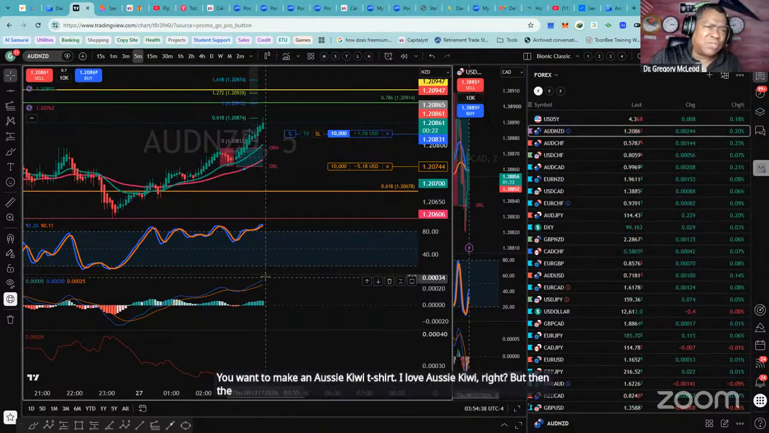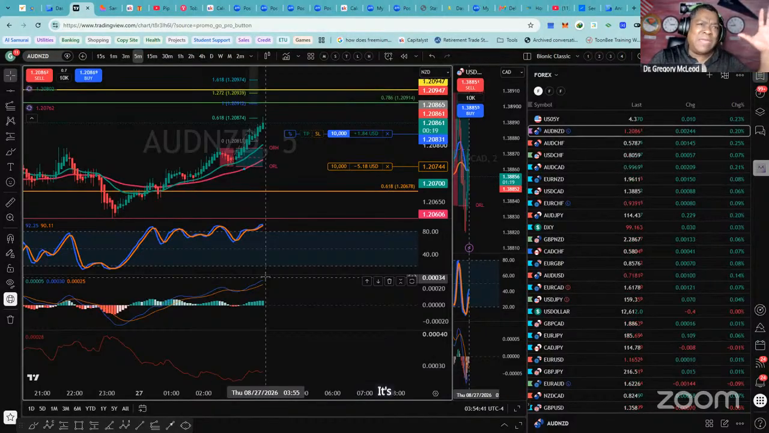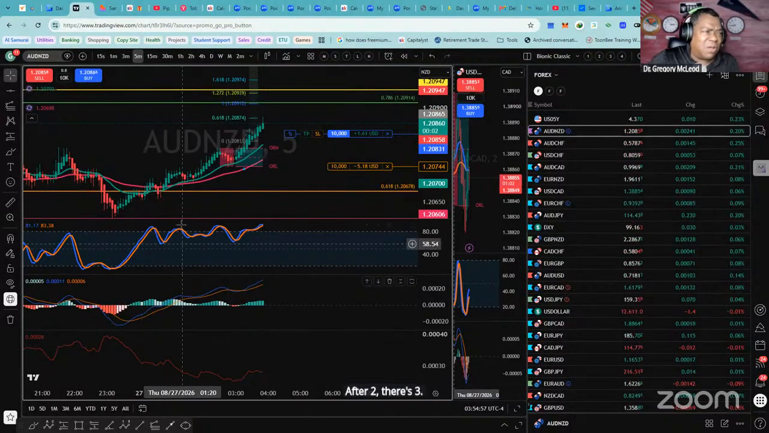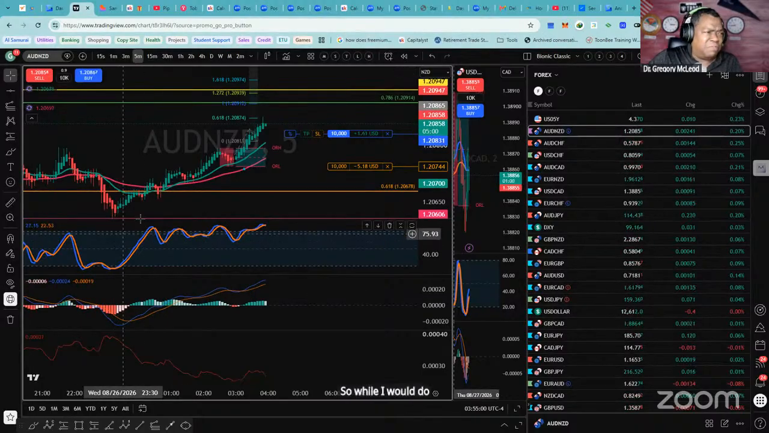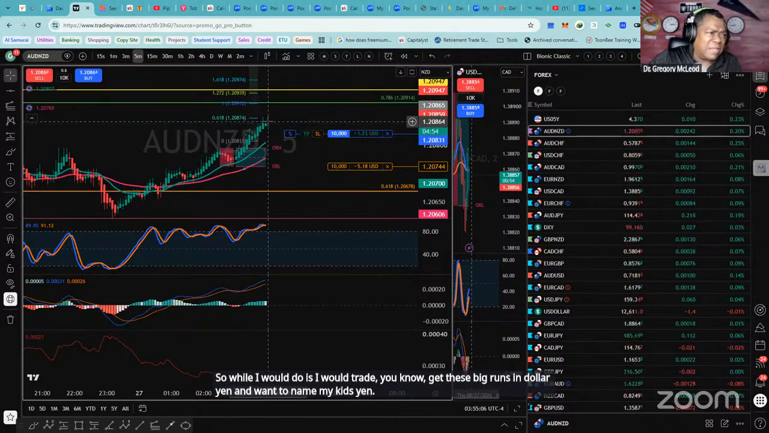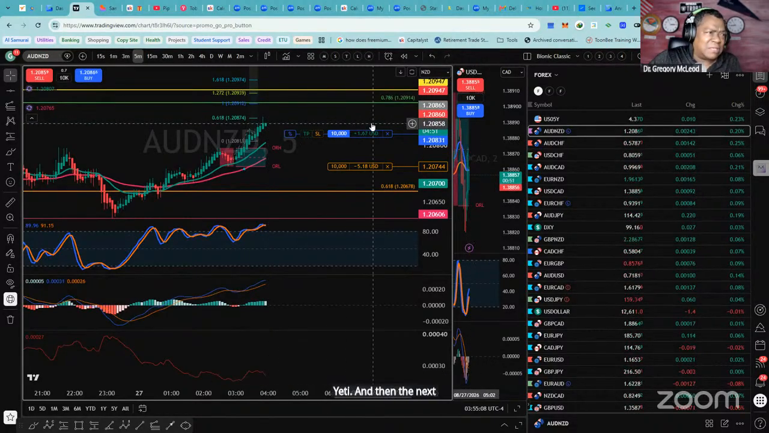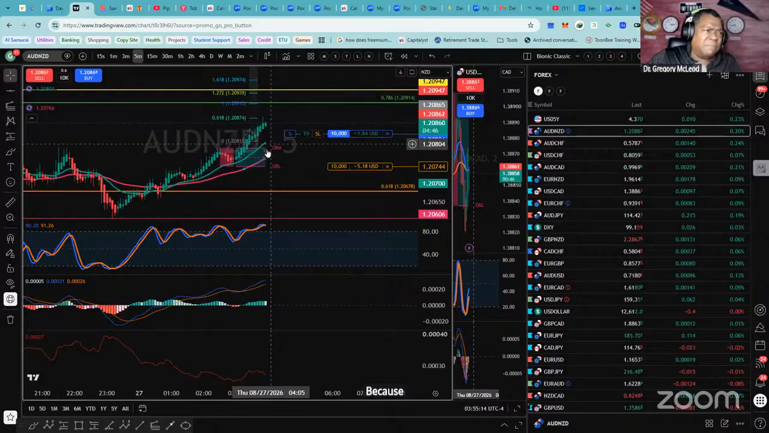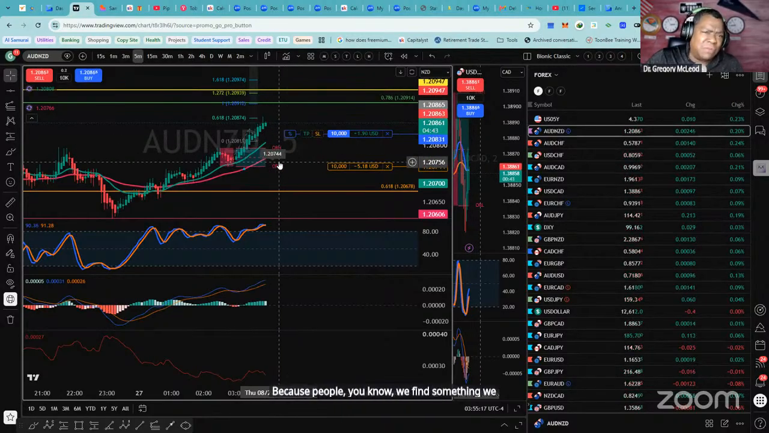I love Aussie Kiwi, right? But then the next day it's crap because it's wave 3, and after 3 comes 4, consolidation. Or if this is a 1 wave, it may be a choppy 2. All ranges are choppy consolidations after a big run, right? After 3, there's 4. After 2, there's 3. So what I would do is trade, get these big runs in dollar yen and want to name my kid Yenny. And then the next day it just sucked, and I wound up losing all the money I made the previous day, because when we find something we like, we tend to do it again.